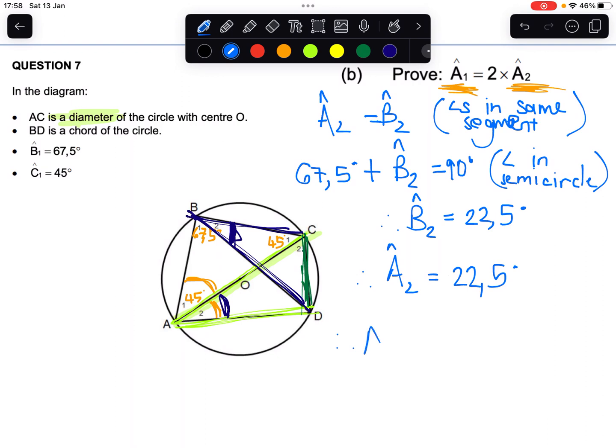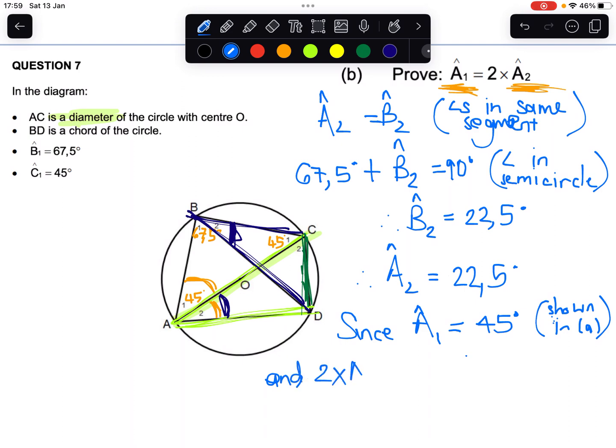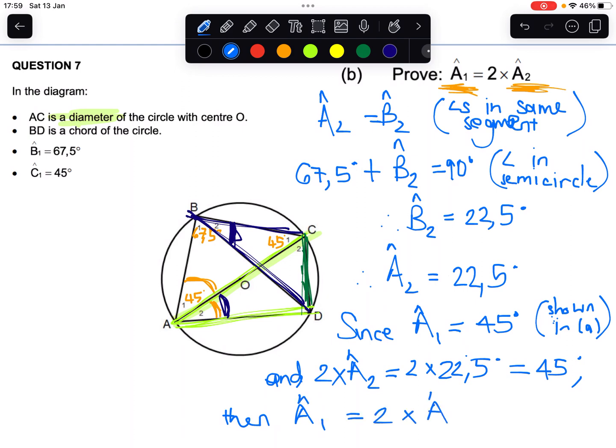And so we've shown that angle A1 is equal to 2 times A2. So how would we show this rather? We would say, since angle A1 is equal to 45 degrees, which we showed in question A, and 2 times A2 is equal to 2 times 22.5, which is equal to 45 degrees, then we have successfully shown that A1 is equal to 2 times A2. So that's that on that.